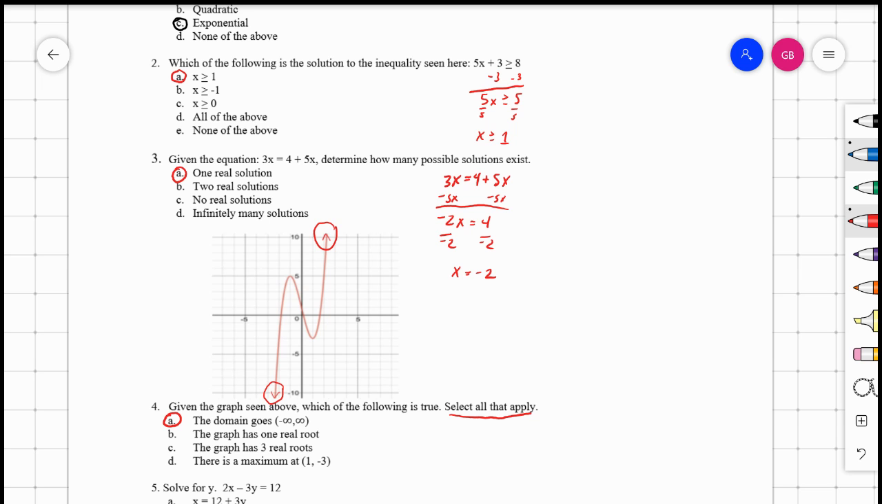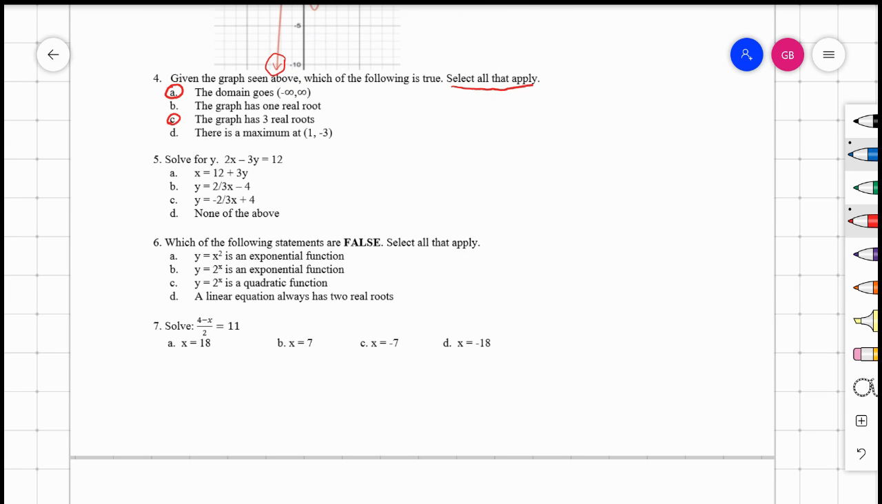The graph has one real root. So the root is where it crosses the x-axis, but it crosses 1, 2, 3 times. So it's not B, it's actually C. The graph has 3 real roots. And then there is a maximum at (1, negative 3). No, that's false. It's not a maximum.